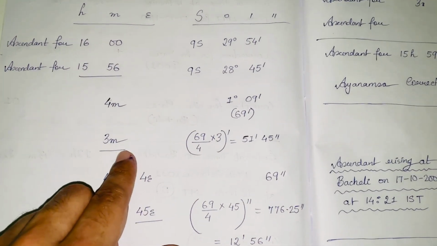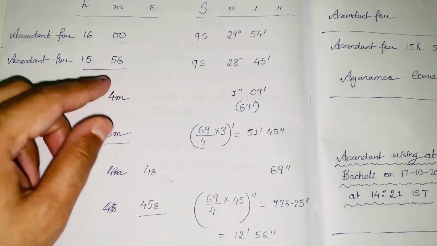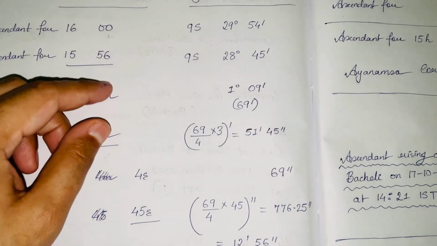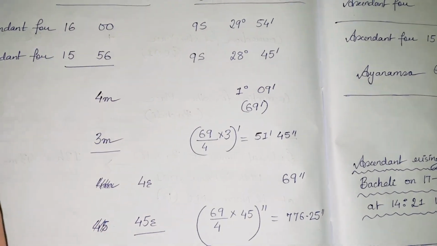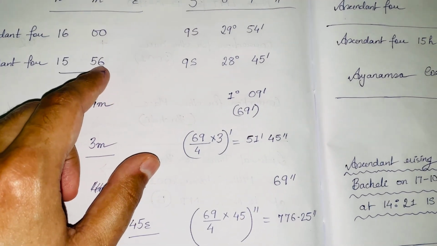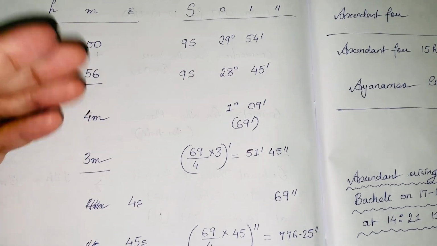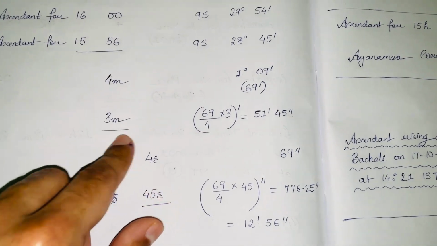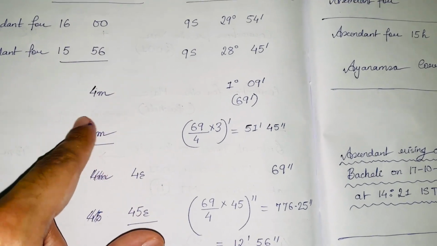Now I have the value of 3 minute, because in order to arrive at 15 hour 59 minute, I need to go ahead by 3 minute from 56. If I want to go to 59, I have to travel by 3 minute. That is the reason why I'm calculating the value for 3 minute over here.